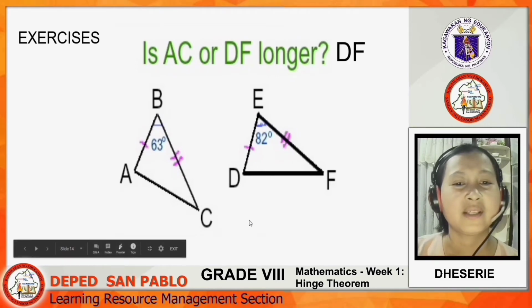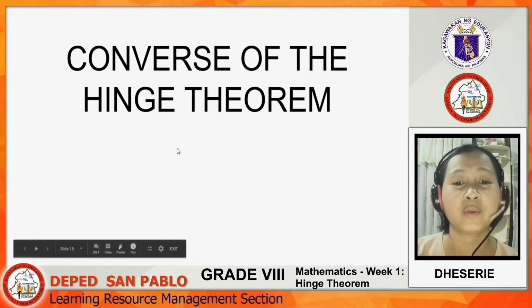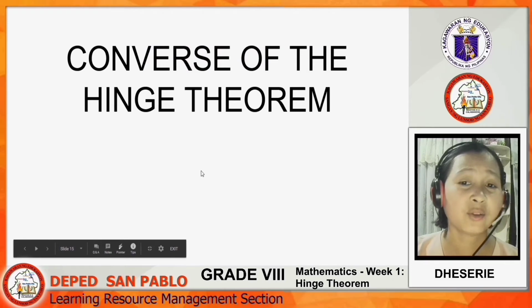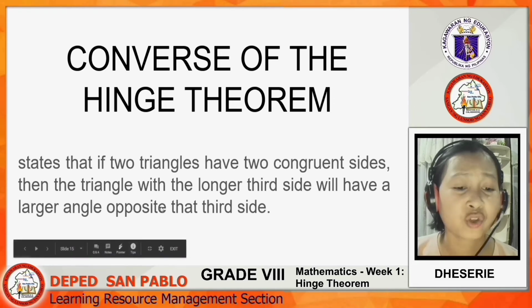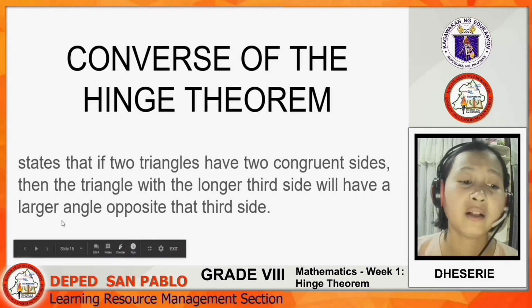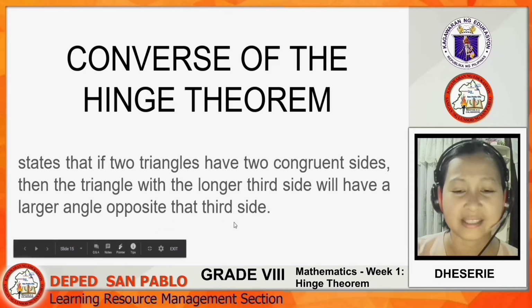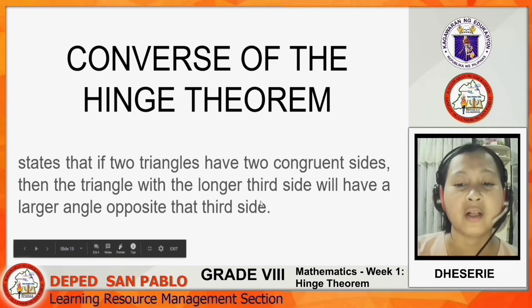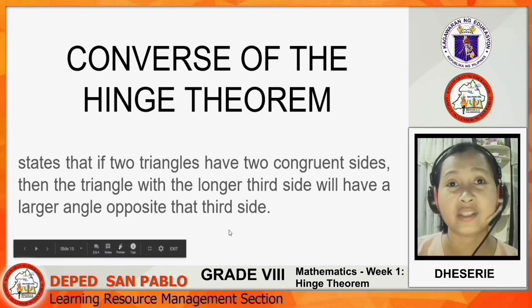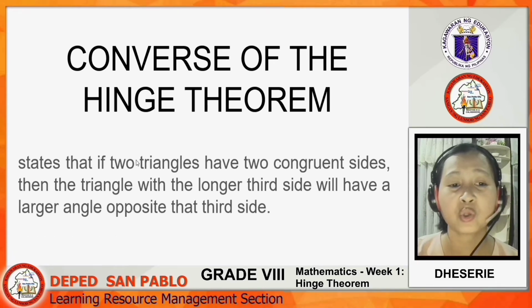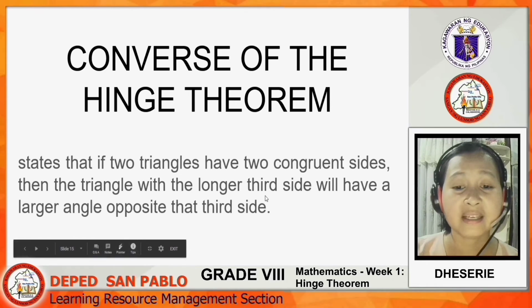Good job. So now, let's proceed to the converse of the Hinge Theorem. With regards to the converse of the Hinge Theorem, it states that if two triangles have two congruent sides, then the triangle with the longer third side will have a larger angle opposite that third side. Again, the triangle with a longer third side will have a larger angle opposite that third side. With regards to the converse of the Hinge Theorem, the given is the third side, and then which one is longer, then you will have the larger angle.